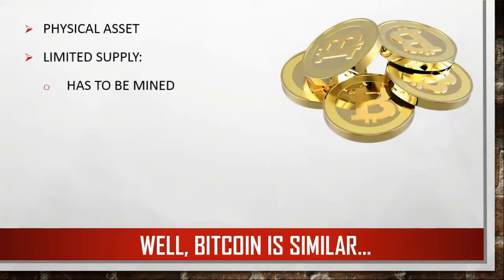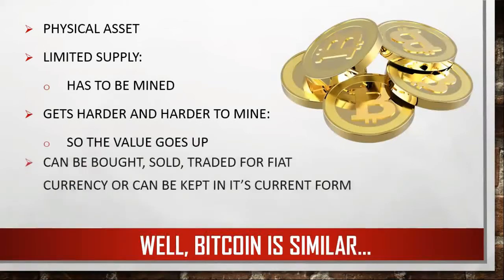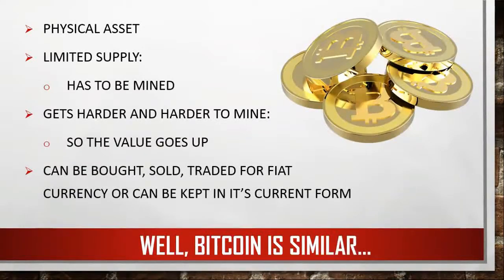Well, Bitcoin is similar. The only thing is that it is not a physical asset. So as we mentioned, it's limited by supply. There can only ever be 21 million Bitcoin in existence, and it has to be mined. As it gets harder to mine, meaning that when the circulating supply increases and the number of mineable Bitcoin decreases, the price will go up. And that's what we're experiencing. When more and more people buy Bitcoin, that brings the price up.